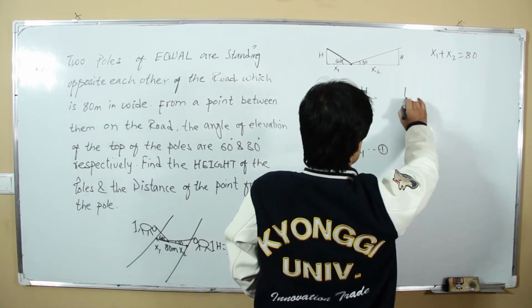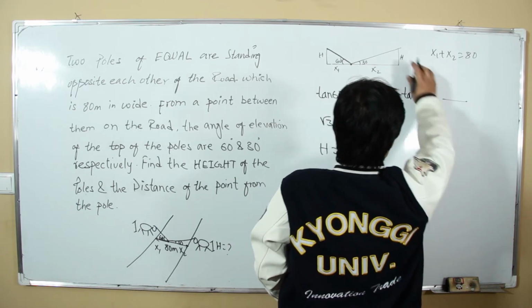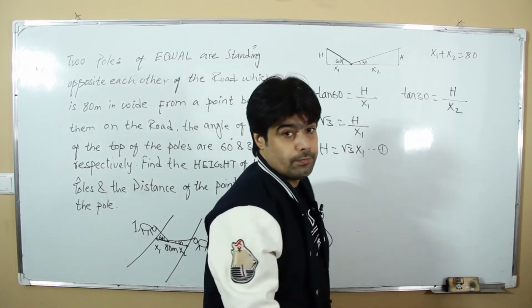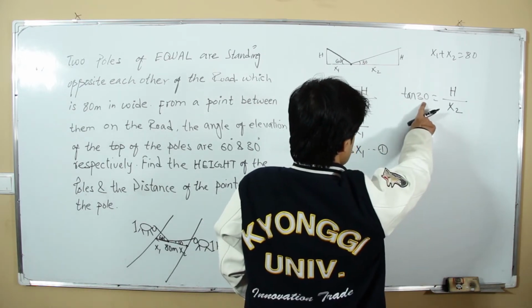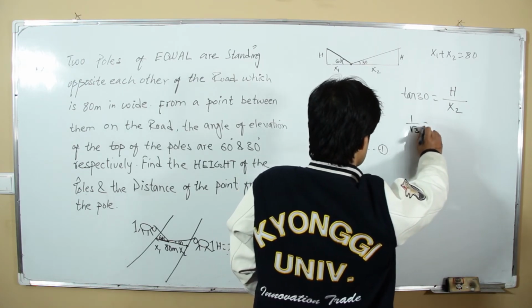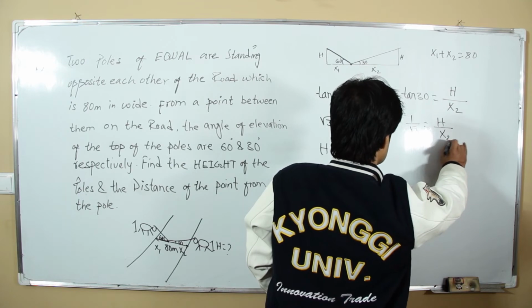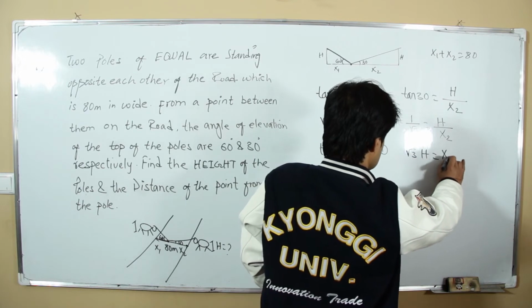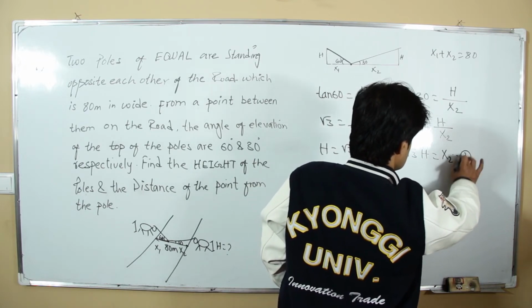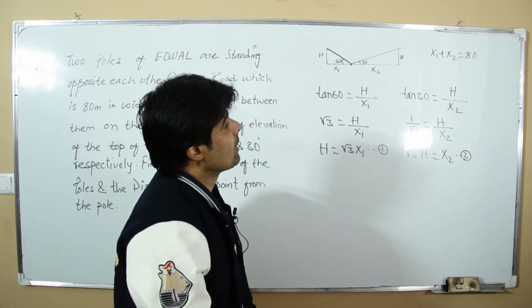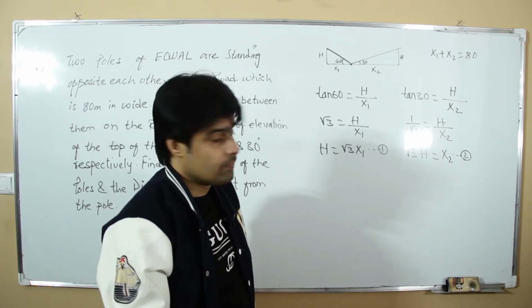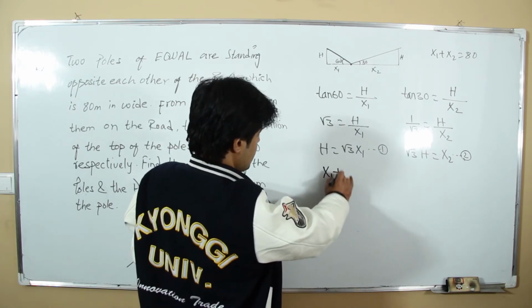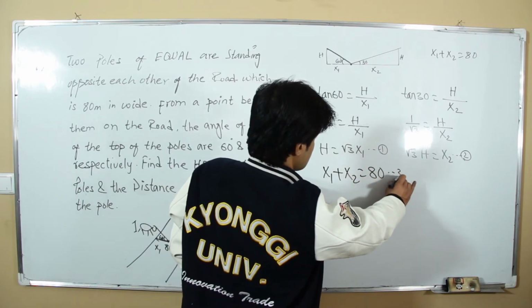Second, here, tangent of 30 is h divided by x2. Yes, tangent of 30 is 1 divided by root 3, is h divided by x2. So we can find root 3 h is equal to x2. This is our second equation. And we have one more equation, x1 plus x2 is 80. This is our third equation.